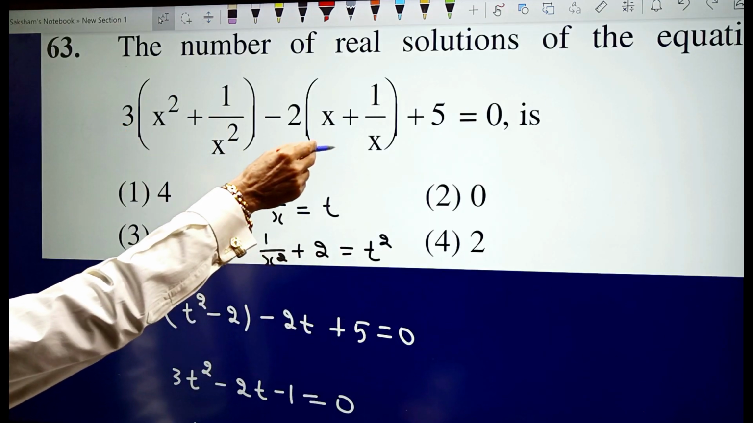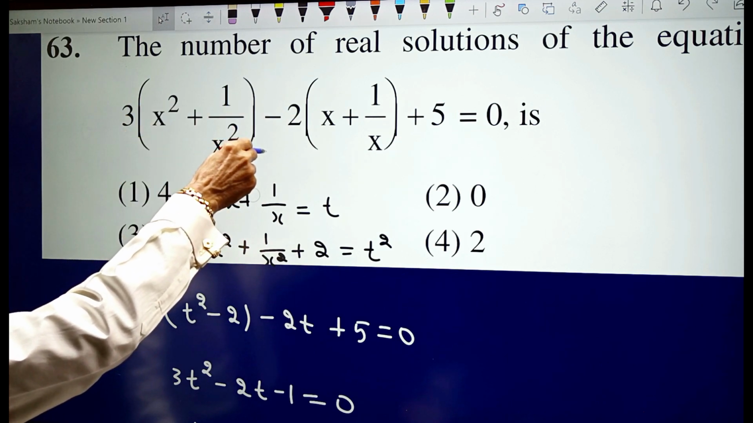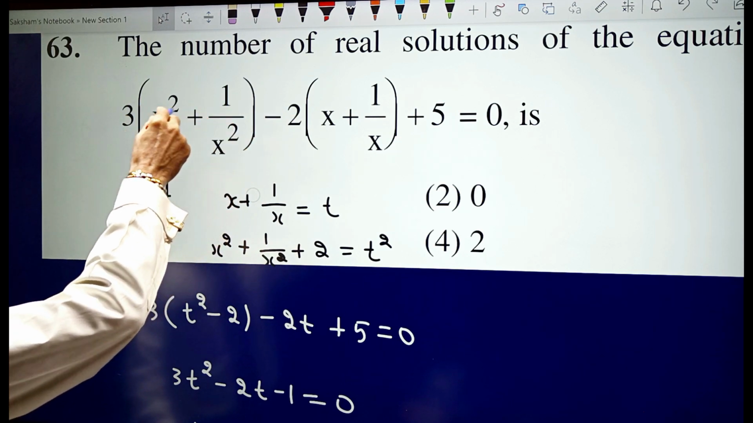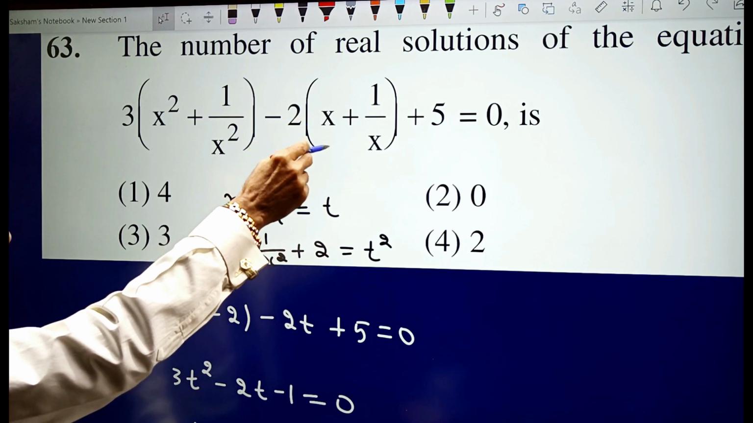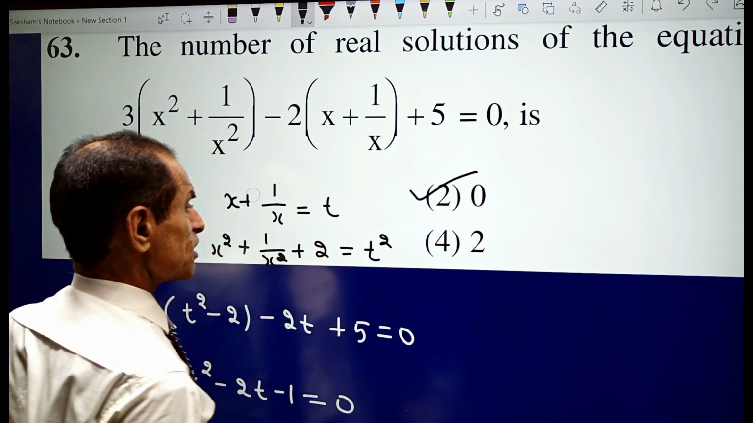Hence, because there is no real root of this equation, I will say the number of real roots is 0. That is, this becomes the correct choice.